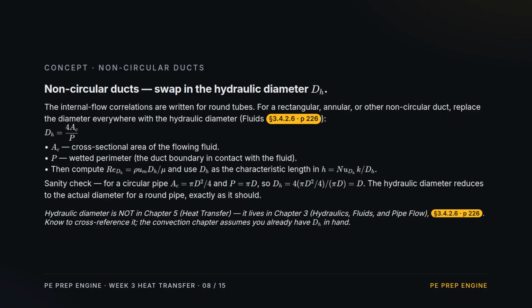Non-circular ducts. The internal flow correlations are written for round tubes, so for a rectangular, annular, or other non-circular duct, replace the diameter with the hydraulic diameter, 4 times the flowing cross-sectional area over the wetted perimeter, everywhere D appears. Sanity check: for a circular pipe, it reduces to exactly D, as it should. One filing note: hydraulic diameter isn't in the heat transfer chapter. It lives in the fluids chapter.